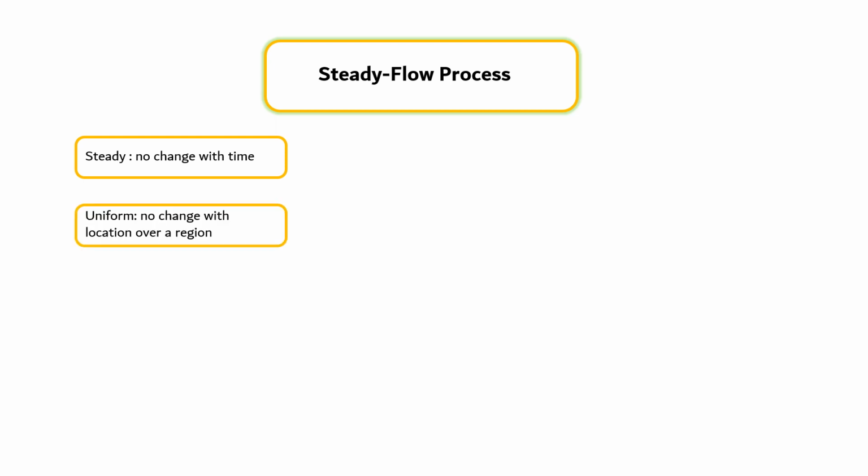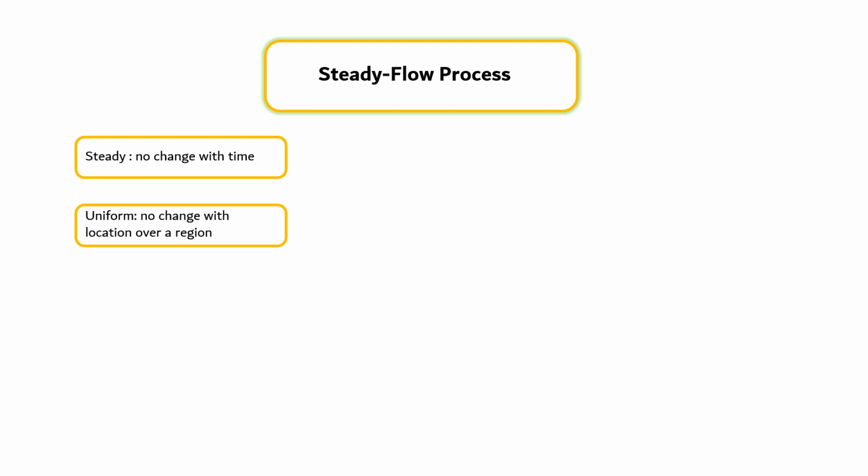Steady flow process. The terms steady and uniform are used often in engineering, and thus it is important to have a clear understanding of their meanings. The term steady implies no change with time. The opposite of steady is unsteady or transient. The term uniform implies no change with location over a specified region.